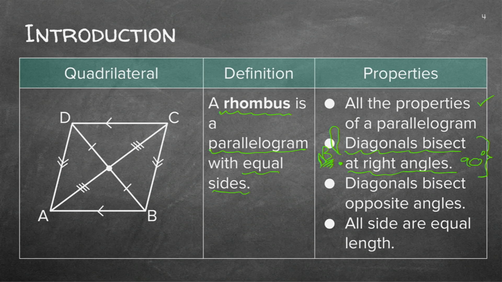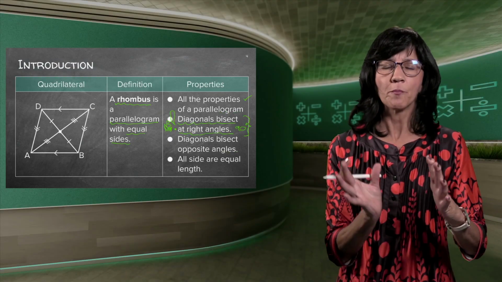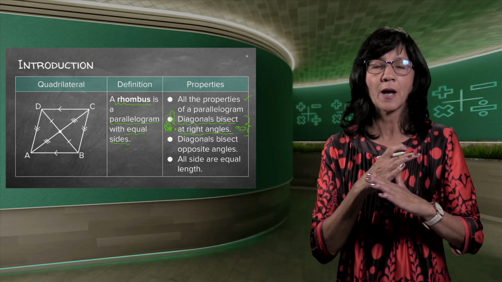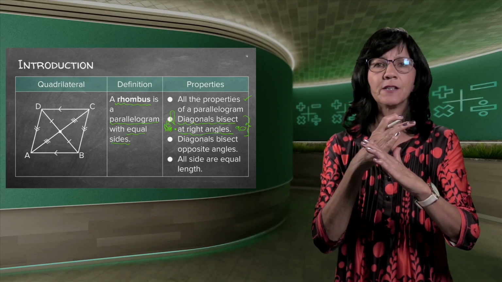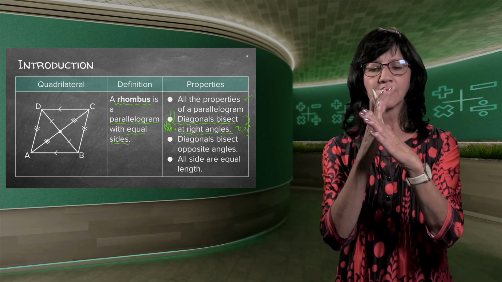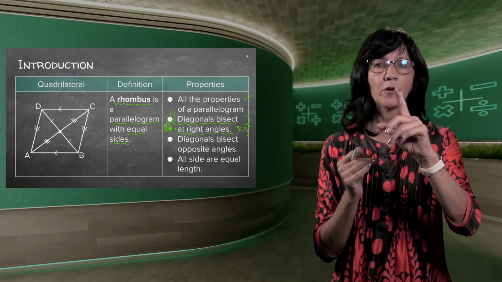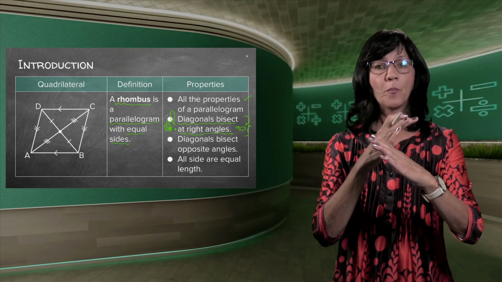That property there is one that they test all the time. If they ask you about a rhombus, you can be very sure they're going to want you to know that the diagonals bisect one another at 90-degree angles. So they don't just bisect one another like the parallelogram, they bisect one another at 90 degrees. Now, the minute I say that, it means they are perpendicular.